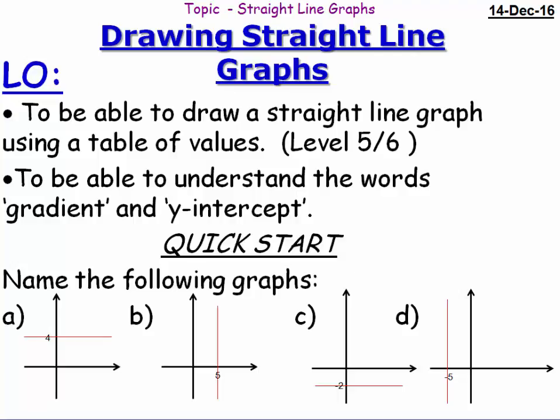To be able to draw a graph, we need to understand what is meant by gradient and the y-intercept. Let's have a quick look at naming these graphs. In A, it's y equals 4, B, x equals 5, C, y equals -2, and the final one, D, x equals -5.